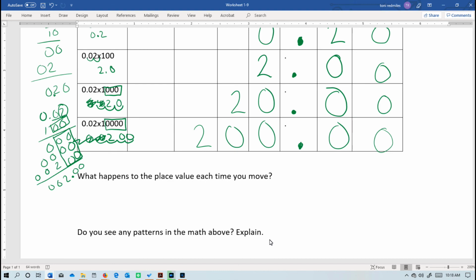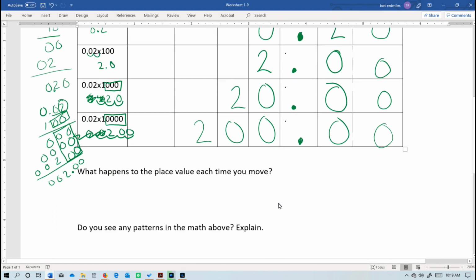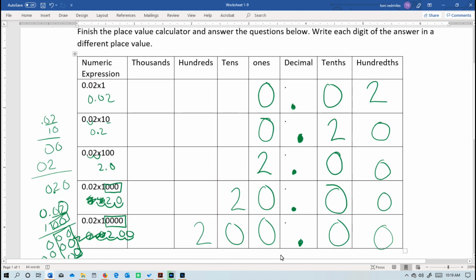All right, and keep a hold of this because we're going to use this when we get into dividing decimals. We're going to need this fraction calculator we made. Okay, all right, I'll see you guys in the next class.